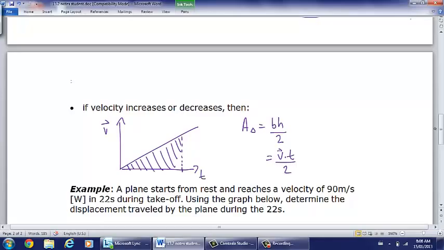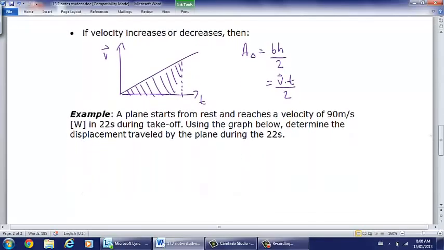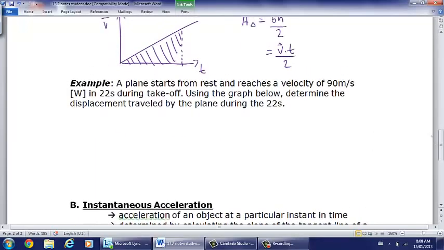An example now with actual numbers. We have a plane starting from rest and reaching a velocity of 90 meters per second west in 22 seconds. We need to draw a graph and determine the displacement. So here we have velocity, and it's in meters per second west, and time in seconds.